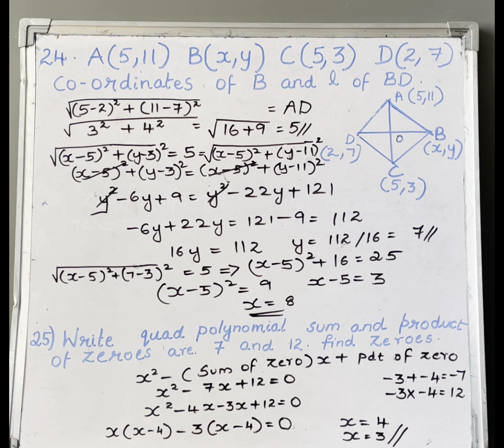The distance formula is the root of (x2 minus x1) whole square plus (y2 minus y1) whole square, where x1, x2 and y1, y2 are the x coordinates and y coordinates of the points respectively. So x1, y1 is the coordinate of A, and x2, y2 is the coordinate of B. So distance AB will be the root of (x2 minus x1) whole square plus (y2 minus y1) whole square.